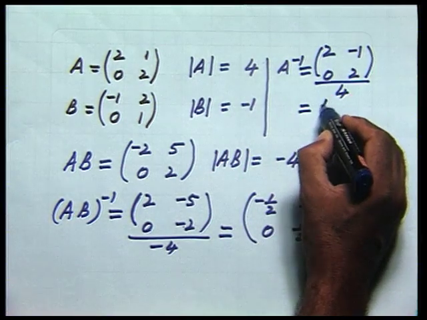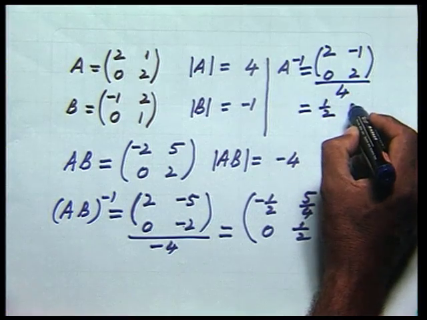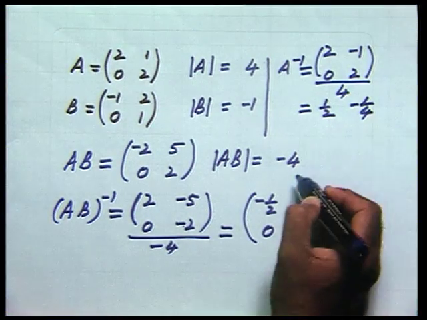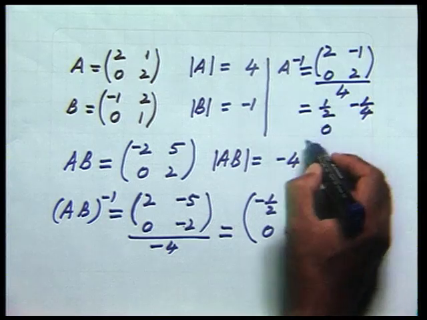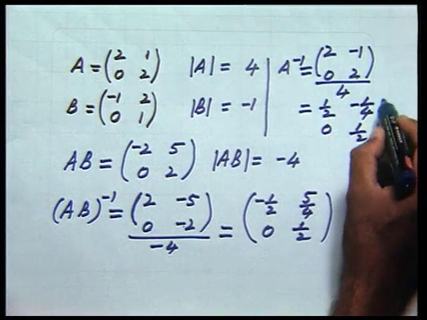So, what is A inverse coming out to be? This is 1 by 2, minus 1 by 4, and then 0, 1 by 2.